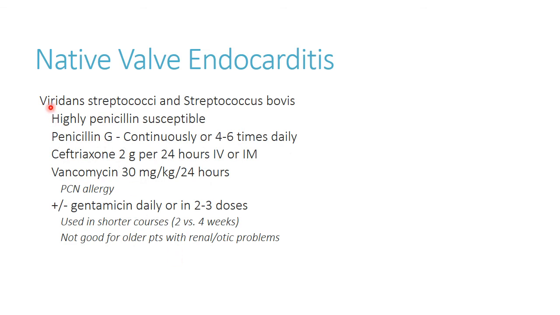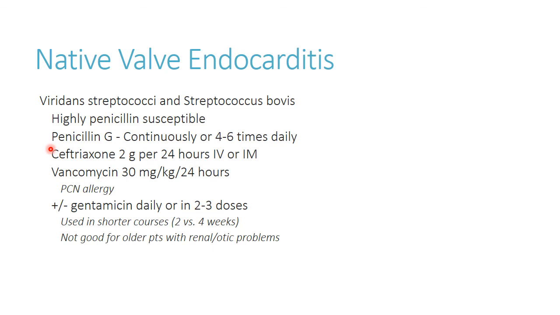Now, if it comes back and you're growing either Viridans streptococci or Streptococcus bovis, these tend to be highly penicillin susceptible. So this is where we could utilize, and I've only seen this once or twice, continuously administered penicillin G. You can get away with straight penicillin, given as a continuous infusion 24/7, or you can give it 4 to 6 times a day.